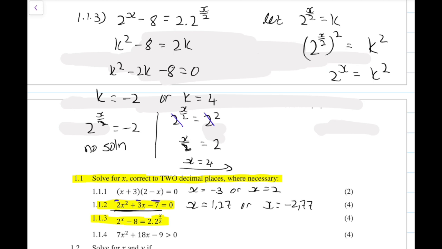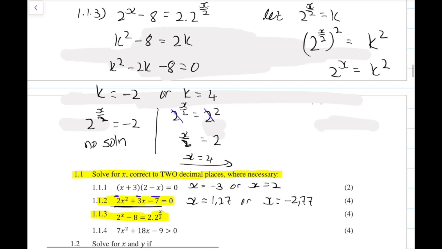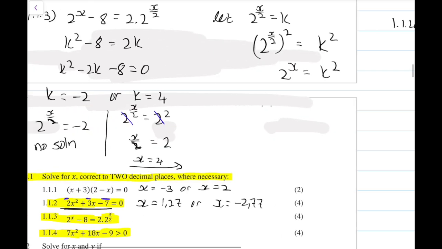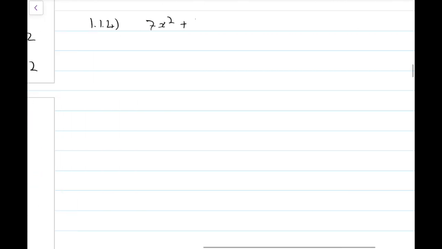Very decent question there for solving for x. Next up we have an inequality. This one's not a crazy good inequality, it's just decent. Let's do it on the side here. Okay, so 1.1.4, we'll do it on this side. We have this as 7x squared plus 18x minus 9 is greater than 0.